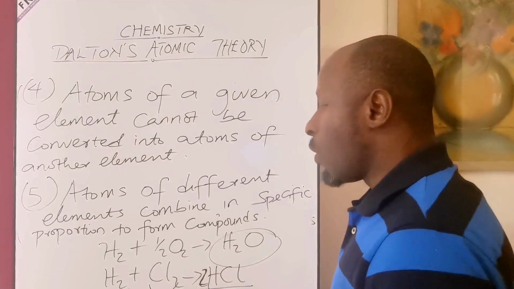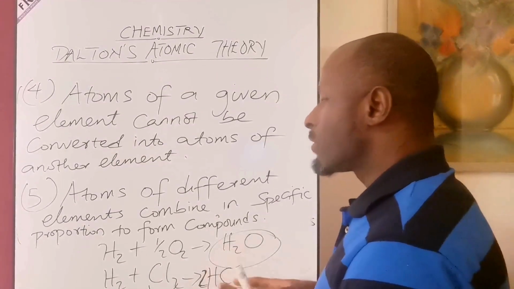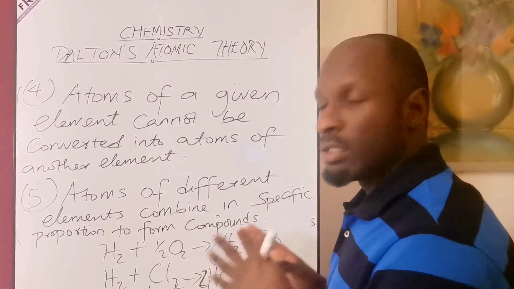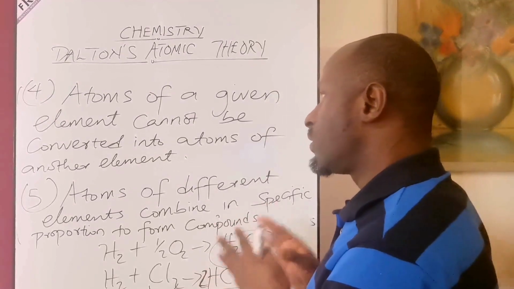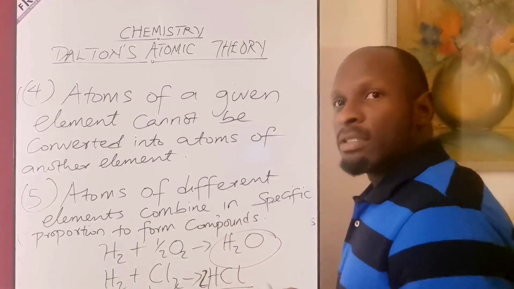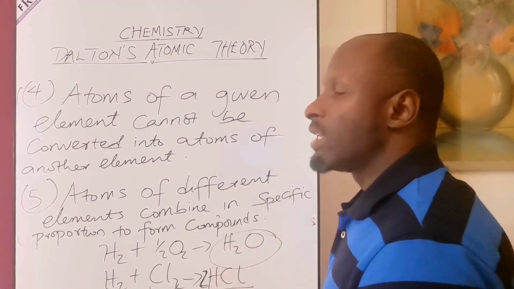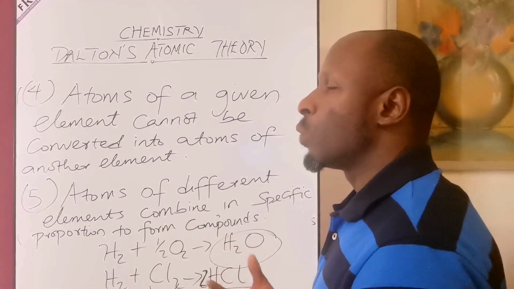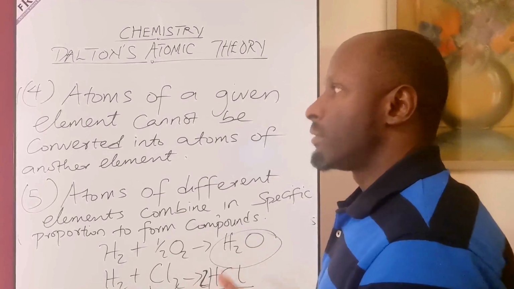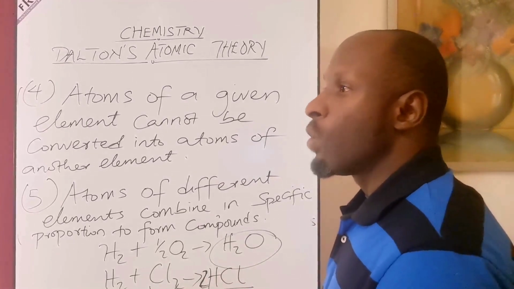So it has to be what? Balanced. It has to be in constant proportion. This is what Dalton was trying to say in his theory. Okay? But today, after Dalton, a lot of other scientists worked on the atoms, and they came up with so many other discoveries.